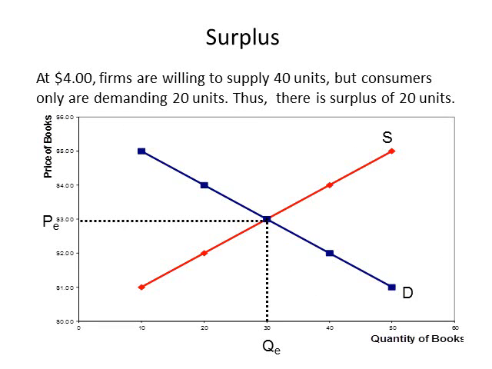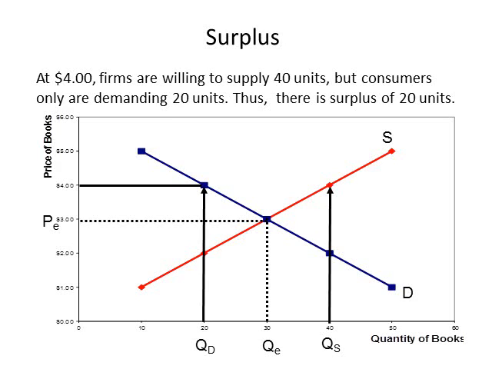Here's an example of a graph with a surplus. On the graph, the equilibrium price is $3 and the equilibrium quantity is 30 books. At $4, individuals will demand 20 books, and on the graph this is designated as Q sub D. At $4, firms will supply 40 books. On the graph this is designated as Q sub X.